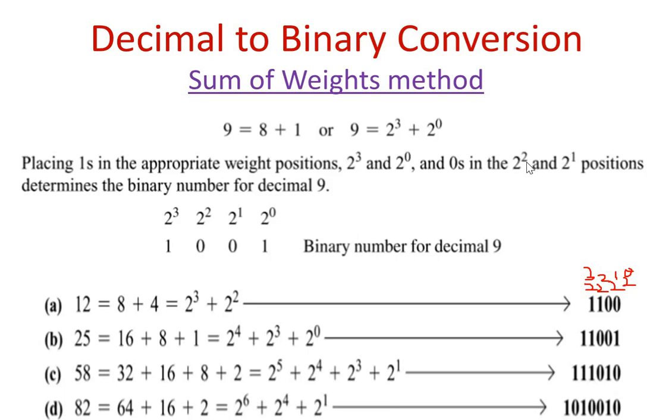For the remaining positions, 2 power 2 and 2 power 1, we have to place 0. So placing ones in the appropriate bit positions, here 2 power 3 and 2 power 0, we have to place 1. And for the remaining 2 power 2 and 2 power 1 positions, we have to place 0. And 1001 is the binary equivalent of the decimal number 9. Similarly, we have some other examples of the binary equivalents of these decimal numbers.